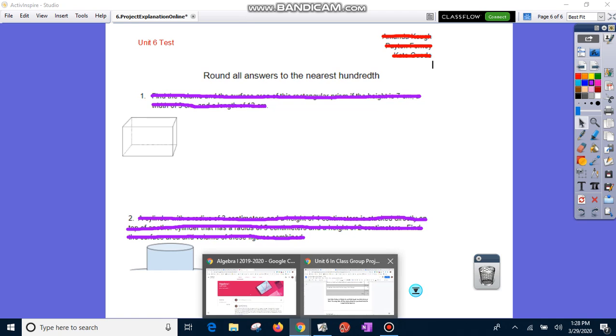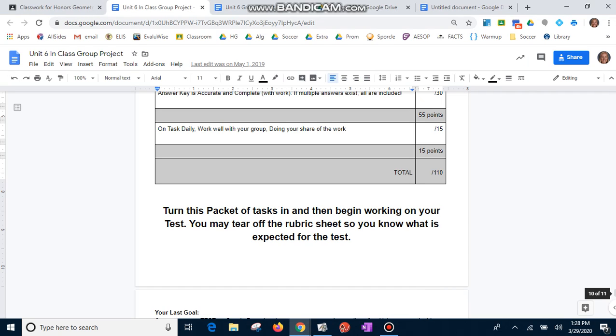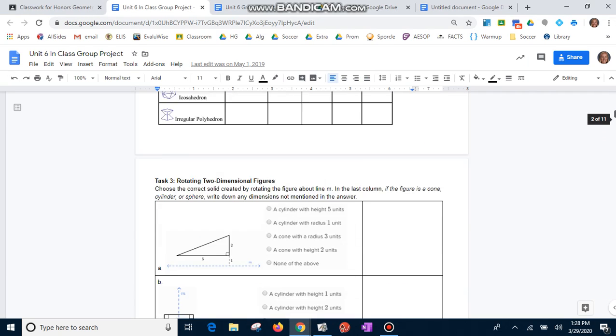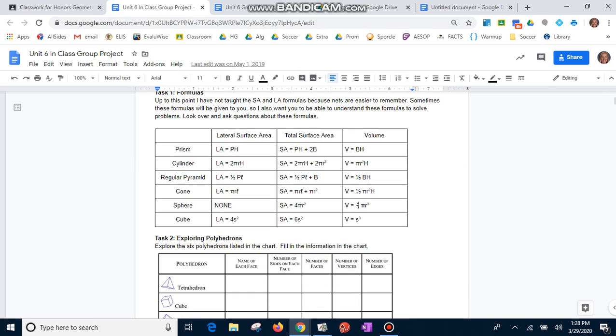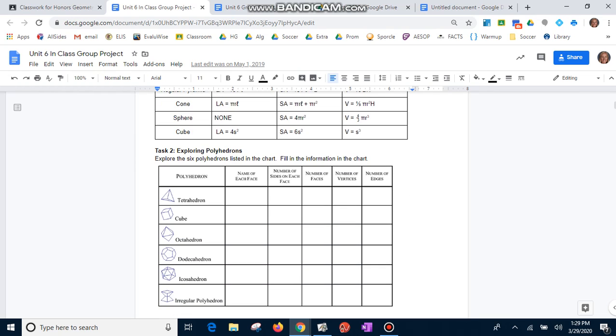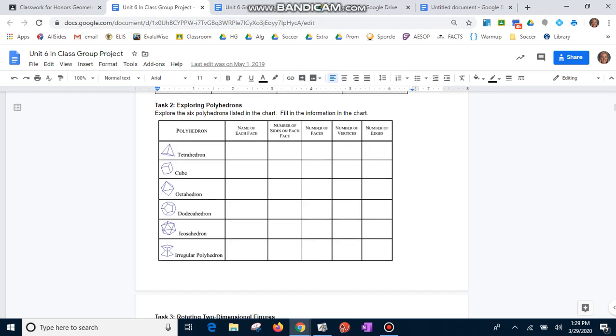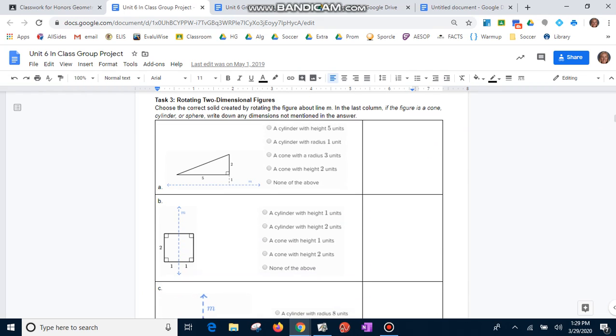The last thing that I want to do is go through the entire packet with you. So if you have your packet out, I'm just going to highlight a few things as you go through this. Task 1, you don't actually have to do anything, just read it, go through it, make sure you understand it. Okay. Task 2, fill in this chart that's here. Task 3, make sure you go through and understand these directions. Choose the correct solid created by rotating the figure about line M.